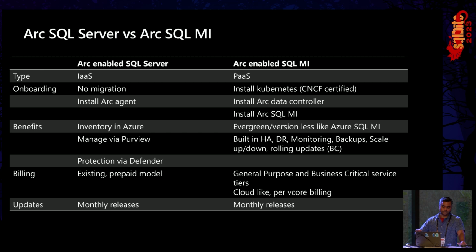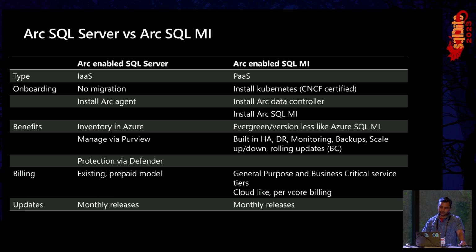Once you install the Arc data controller, then you can install SQL MI or Postgres. Those are the two engines we have today that are Arc-enabled managed services. So in the SQL MI world, it's a different type of setup. It's a Linux-based container image. So if you have a SQL Server today and you want to get these managed benefits, you need to install a Kubernetes cluster, the data controller, then SQL MI, and migrate your data from this SQL Server to this Arc-enabled SQL MI. So there's a migration involved, and your application will have to point to this new SQL MI.